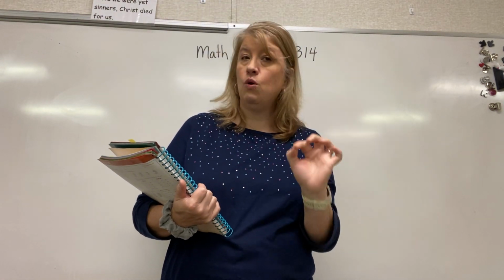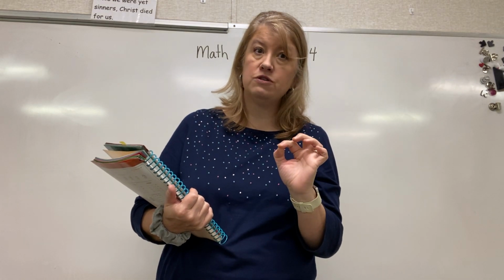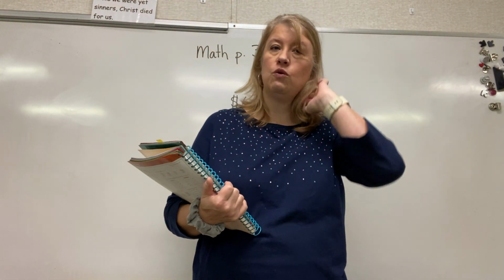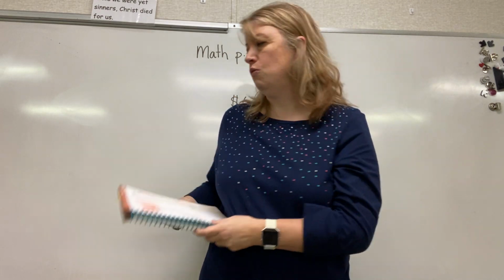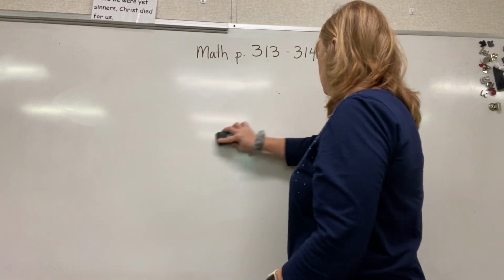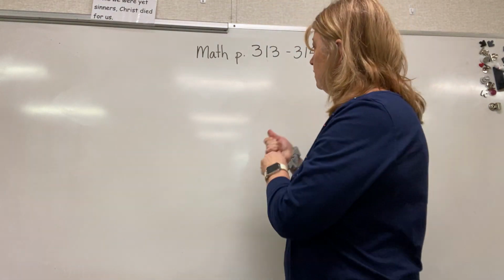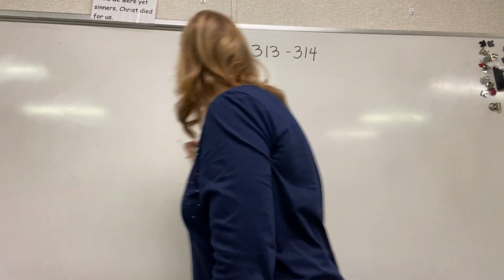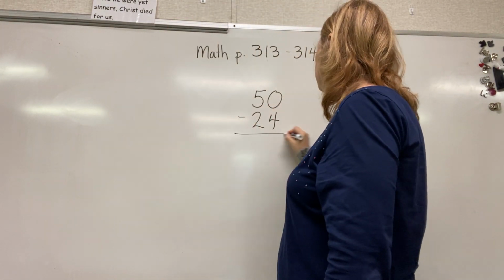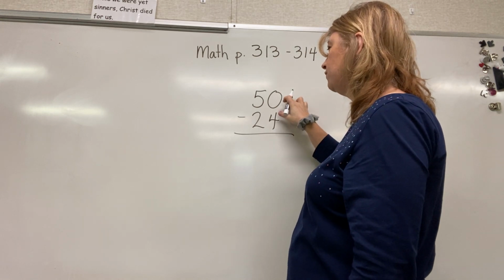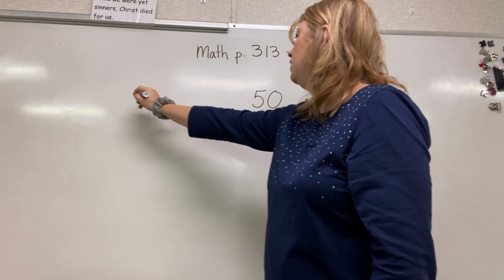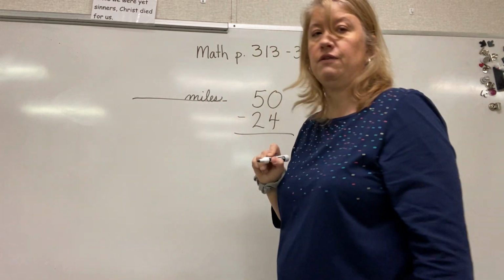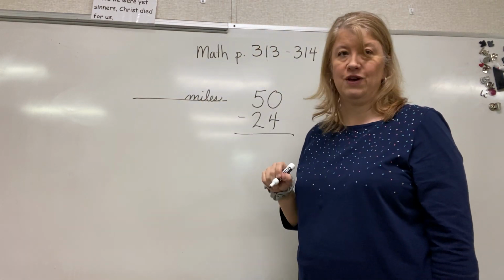Now, how many more miles means that you what? Add or subtract? You subtract. So you would be subtracting 50 minus 24. And you need to set it up long ways like this so that you can borrow. 50 miles minus 24 miles. Now you can set it up to borrow. You cannot subtract 4 from 0, so you've got to set it up to borrow, find your answer, then on your line, you're going to write your answer and write the word miles beside it.